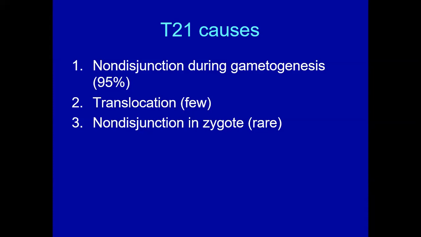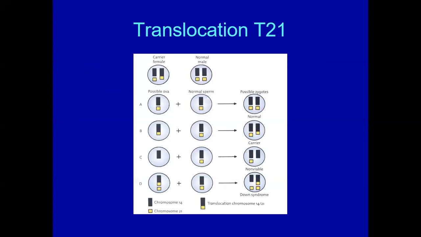There is a failure of separation, most probably in the first or second meiotic division, and this occurs in 95% of cases. So this is also another one. There is translocation, which is rare. Non-disjunction can also occur in the zygote, and that is rare. So translocation 21.